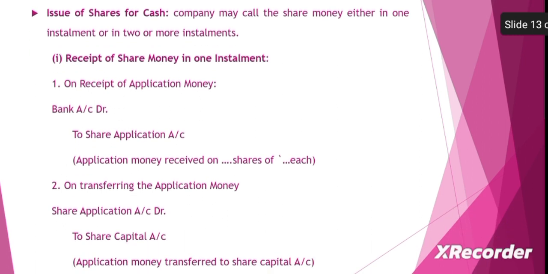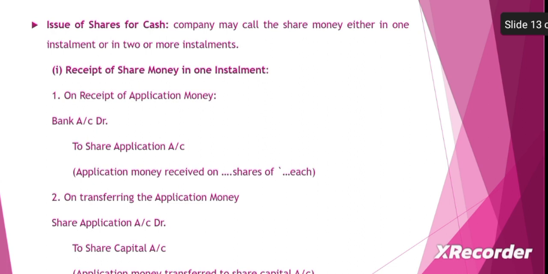Then we go to discuss the second procedure, issue of shares for cash. A company may call the share money either in one installment or in 2 or more installments.